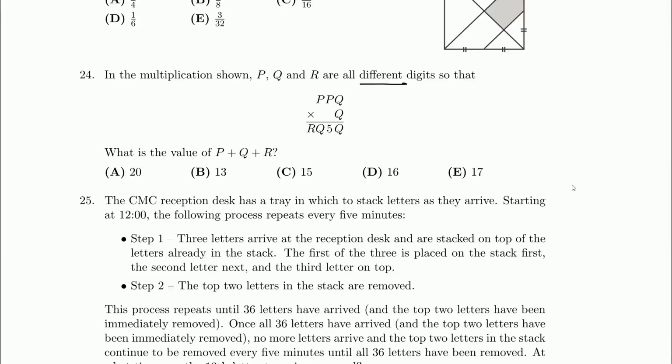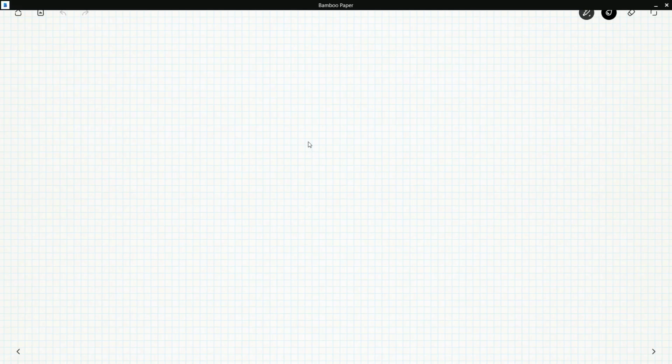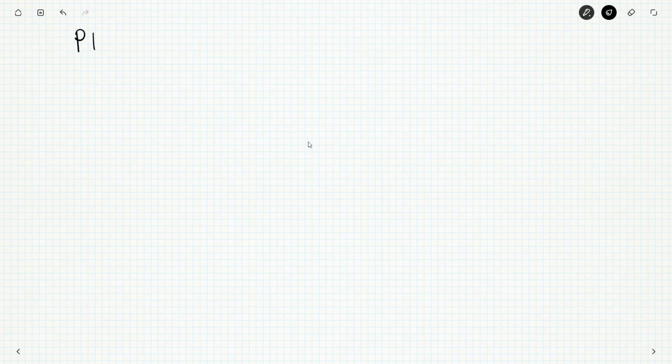Now, I can't see any clever way to manipulate the expression that they've given us and just get P plus Q plus R without just figuring out what is P, what is Q, what is R. So I think that's probably the best way to go about this question. And we'll copy the equation into our diagram. We have PPQ times Q, and then we have RQ5Q.